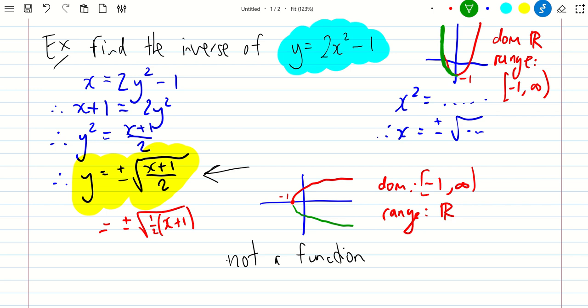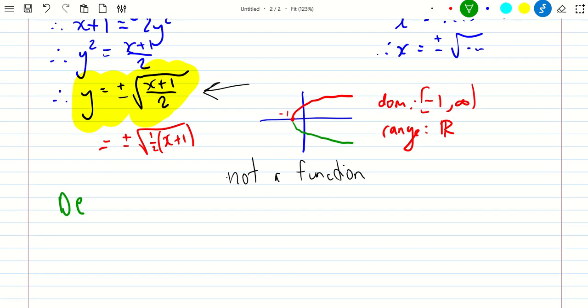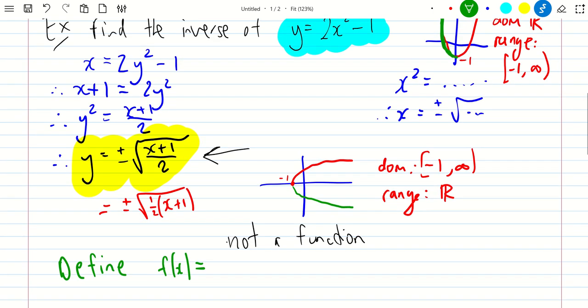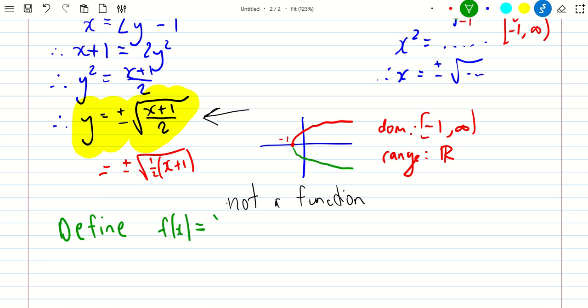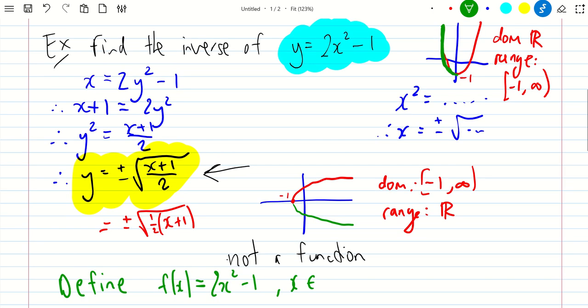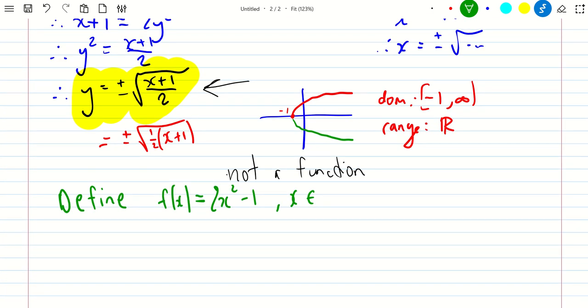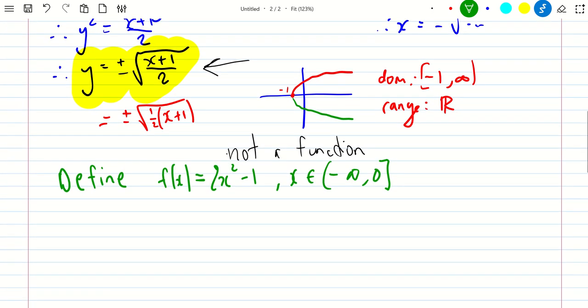If I define, actually I should learn my lesson from one of the other videos where I went too low. So if I define the original function to be equal to, what was it again, 2x squared minus 1, where, and let's go, instead of going all R, we're just going to go to 0. So we're going to go from negative infinity to 0. Now we're going to restrict the domain just for that first half of the graph.